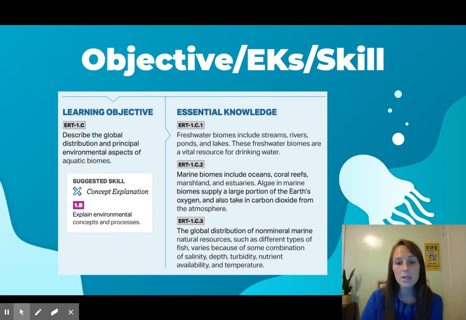What you're going to learn during these notes is about freshwater biomes, marine biomes, which marine means there's saltwater, and then we're also going to look at some of the global distribution of non-mineral marine natural resources. And the skill that you're going to have by the end of this is to be able to explain environmental concepts and processes.